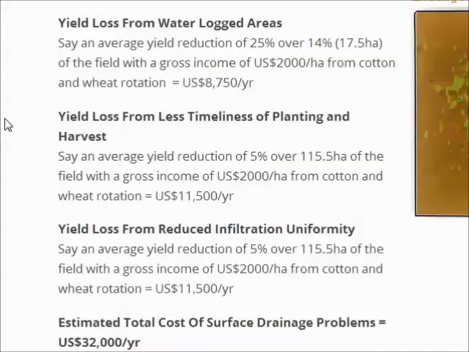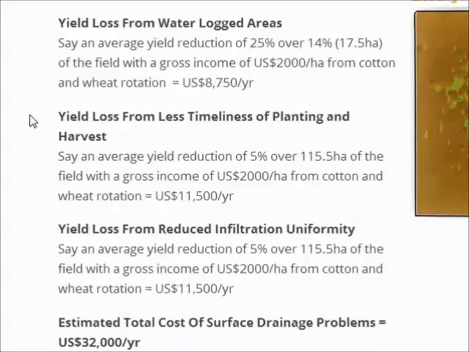We ran some numbers on the typical costs of this poor surface drainage. So first of all, yield loss from the waterlogged areas. Let's say there's an average reduction of only 25% over that 14% of the area that ponds water, and that's a conservative number. With a field area with a gross income $2,000 per hectare from cotton and wheat rotation, that's about $9,000 per year. A yield loss from less timeliness of planting and harvesting, say an average yield reduction of 5% over the remaining 115 hectares of this field, gives us an average cost of $11,500 per year.